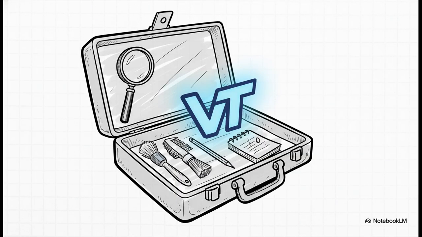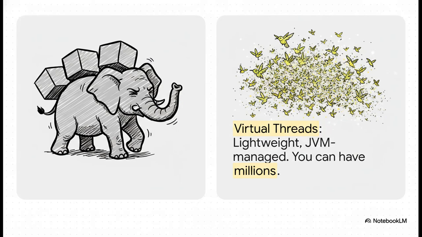So look, catching these villains is a huge win, but the story doesn't stop there. Modern Java, we're talking JDK 21 and later, has handed us this revolutionary new tool that completely changes the game for these kinds of I/O problems. This really gets to the heart of the old way versus the new way of handling concurrent work.